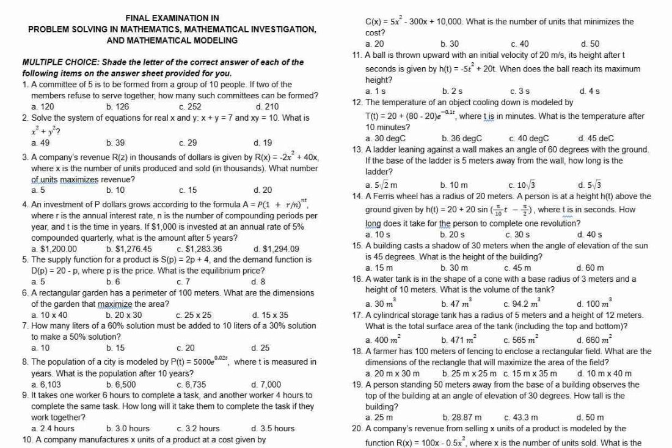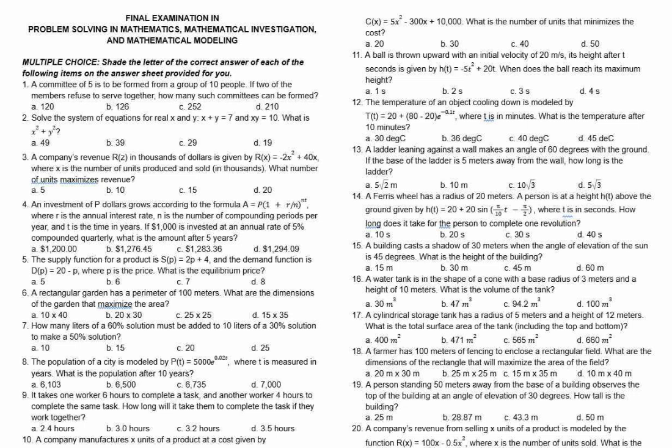Letter B. Number 16: a water tank is in the shape of a cone with a base radius of 3 meters and a height of 10 meters. What is the volume of the tank? So the volume of the tank, using the formula, is letter C, 94.2 cubic meters.